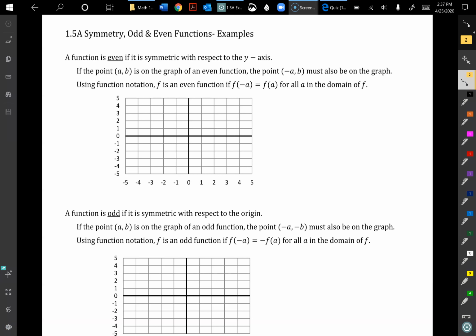In this video, I will introduce the idea of symmetry, odd and even functions, and then for part 2, we'll talk more about graphs and some other aspects.